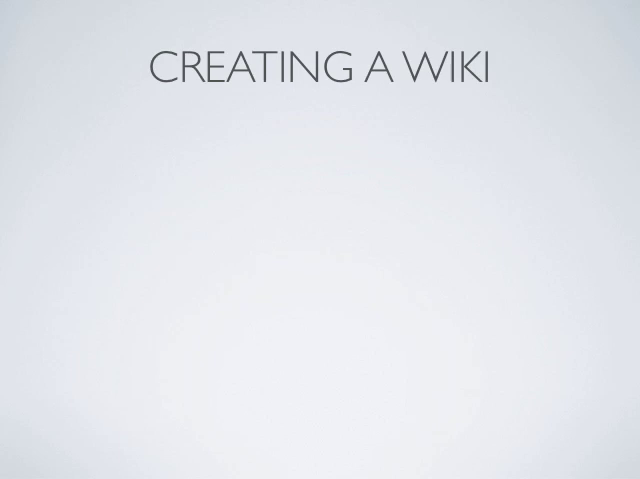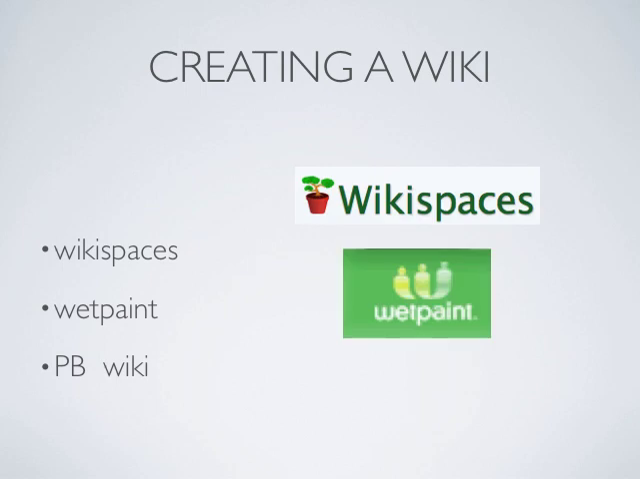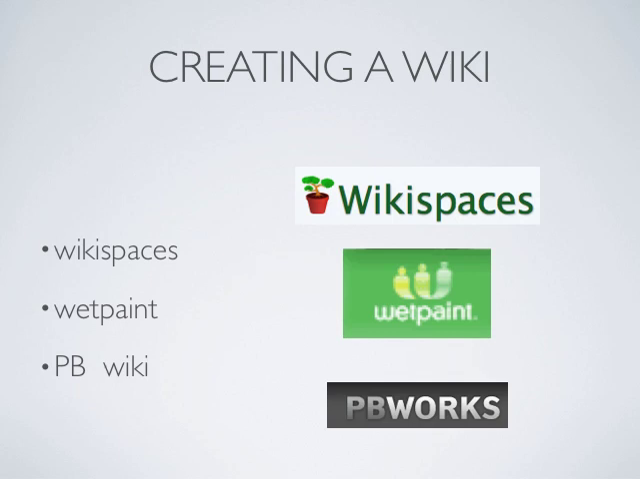So, creating a wiki is really quite simple, which you would expect based on the premise behind them in the first place. There are three, and there are more, but these are three different companies or groups that offer wiki creation. So we have Wikispaces, Wetpaint, and PBwiki, which is now called PBworks. And PBwiki was started, the name stands for Peanut Butter Wiki, the idea being that it was as easy to create a wiki as it was to create a peanut butter sandwich.